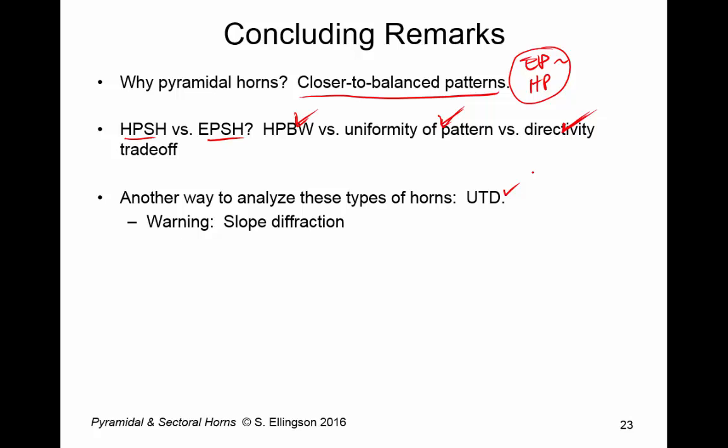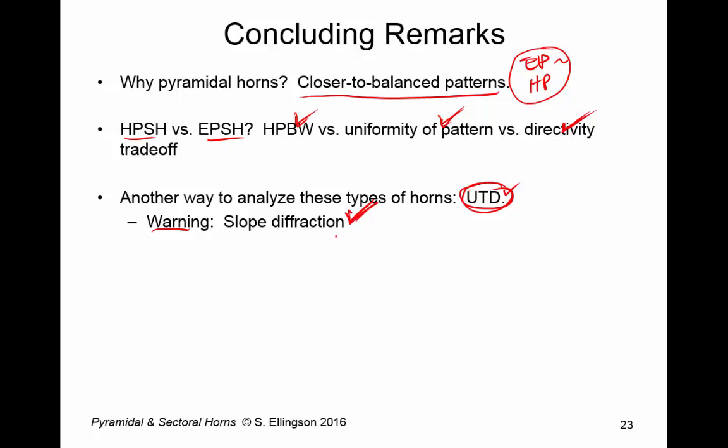But I have to warn you about one thing, and that's slope diffraction. Slope diffraction refers to the fact that UTD, left to itself, predicts zero diffraction when there's zero incident field on an edge. And in a horn, you have the situation that the edge illumination might be zero because of the boundary condition, E tan equals zero. Now that doesn't mean you don't have diffraction, it just means that UTD doesn't do it right.